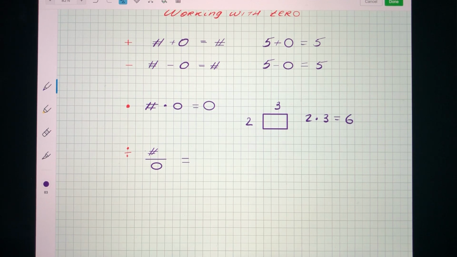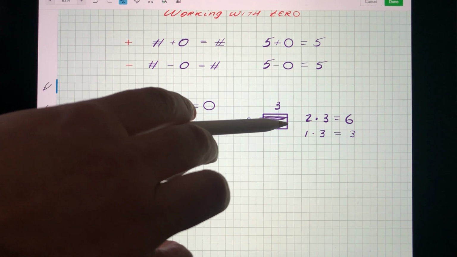Well, what happens if, instead of 2 times 3, we have 1 times 3? Instead of 2 rows, we only have 1 row. So this is gone. How many squares do we have? Well, 1 row times 3 columns is 3, and we can count that we have 3 little squares left.